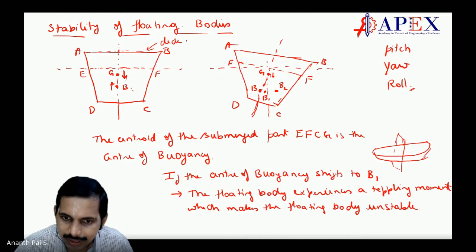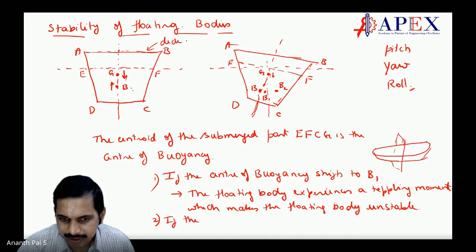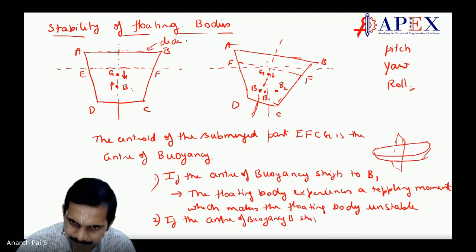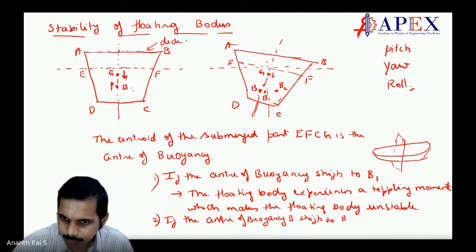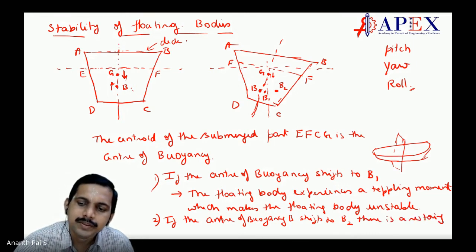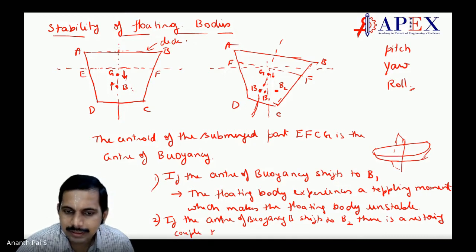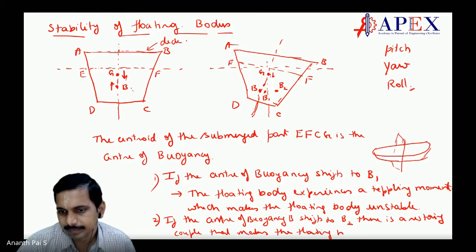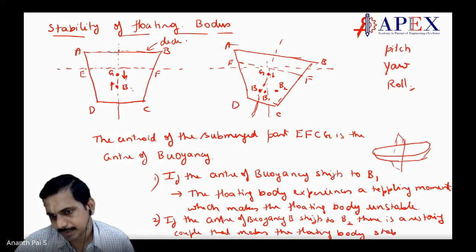Now, other than that, this is the first one. Second one, if the center of buoyancy B shifts to say B2, there is a restoring couple that makes the floating body stable. Correct. So that is the main thing here.